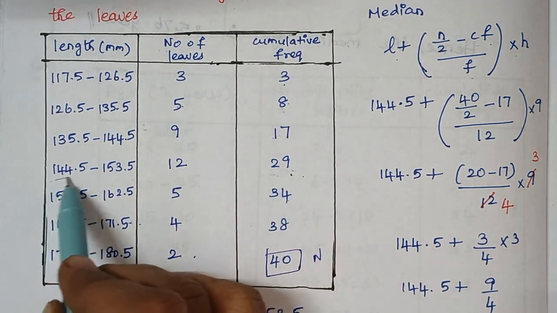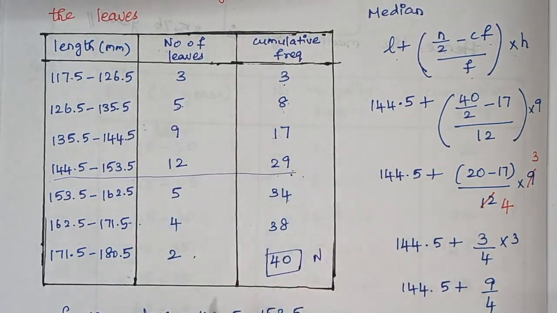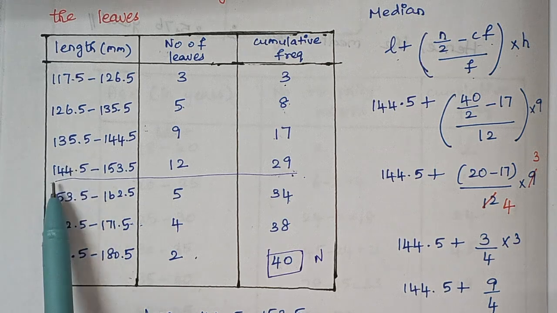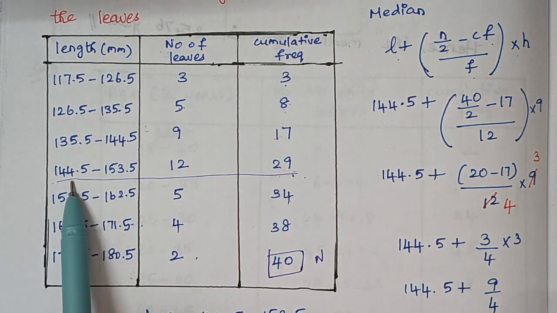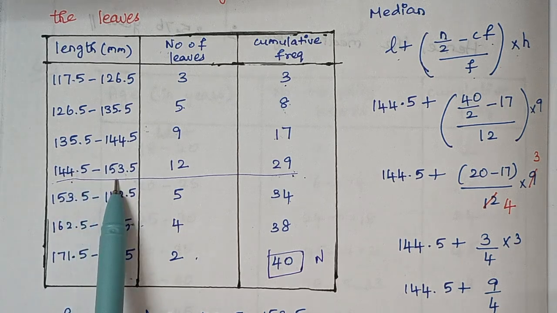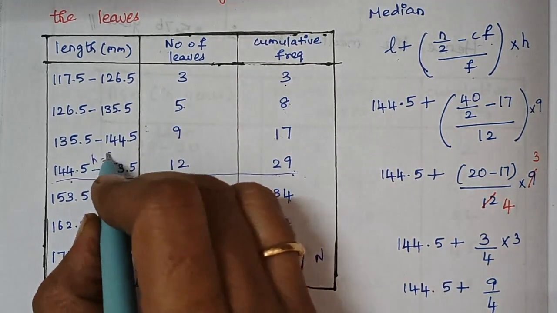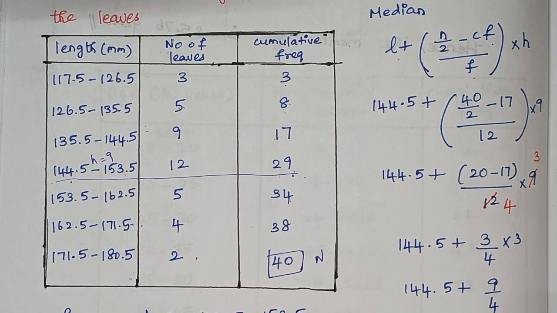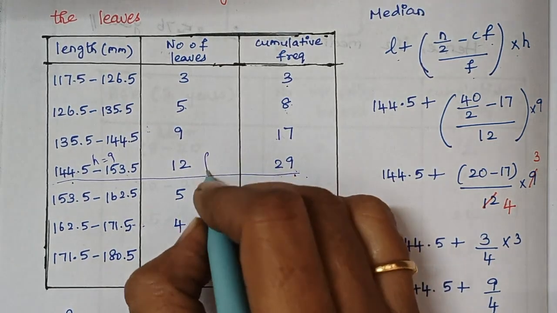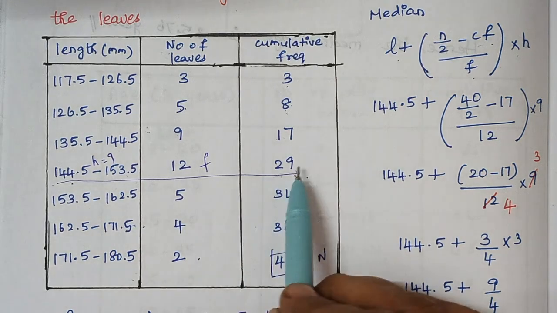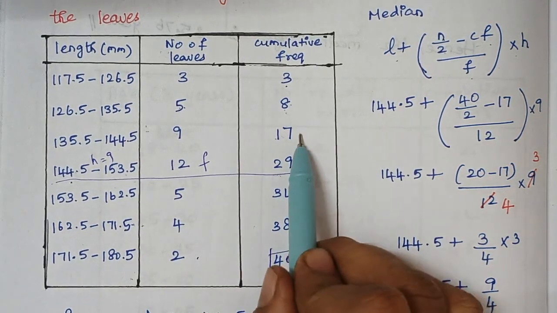So just look at this row, you have to consider this row now. In this row, what is the value of L? It is 144.5. What about h? h is nothing but the difference between these two. So when you subtract, the value of h is 9, right? So here the value of h is 9. Then what about the frequency f? This is your frequency f. Then what about the cumulative frequency? You have to take the cumulative frequency value which is prior to this.